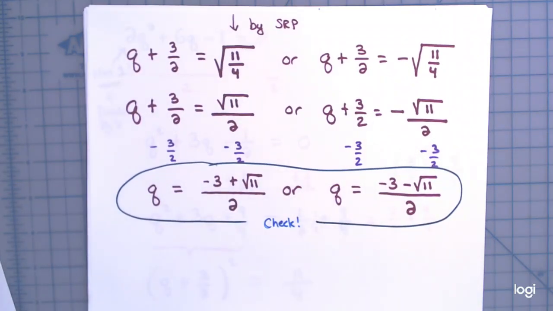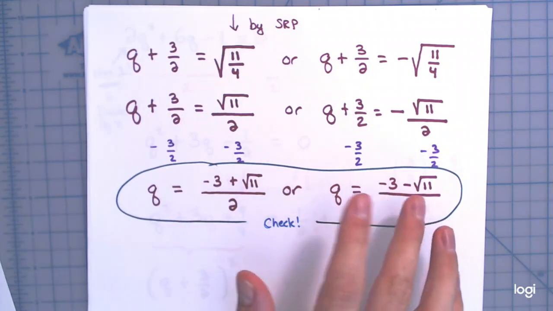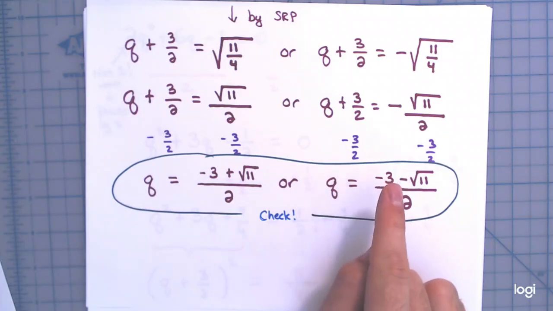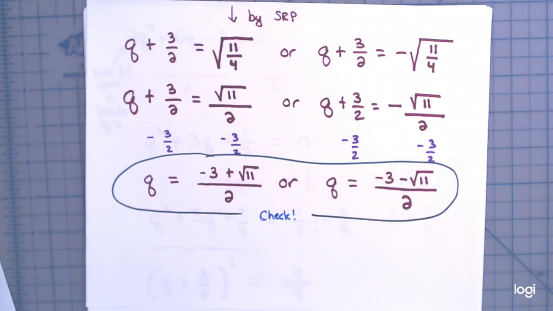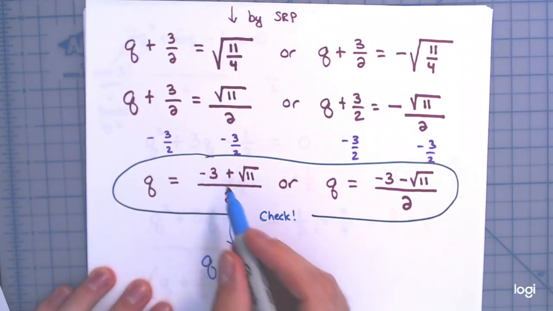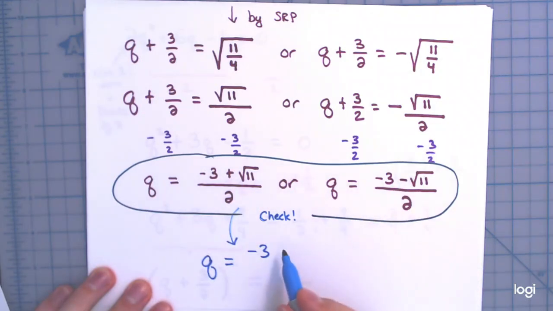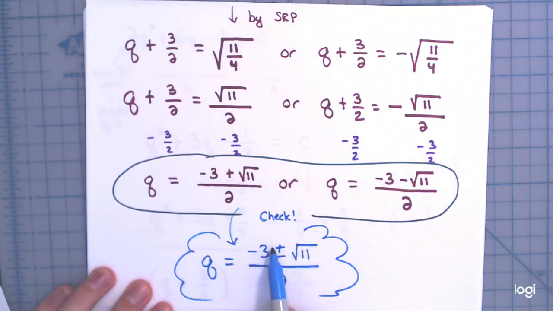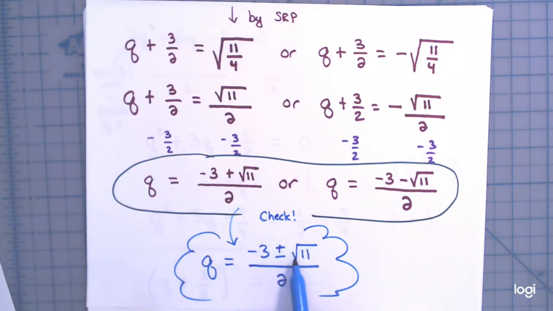As with the last example, you notice how very similar these look. This is -3 plus the square root of 11 all over 2. This is -3 minus the square root of 11 all over 2. Very often you'll see them written on the same line, like Q equals -3 plus or minus the square root of 11, all of that over 2. Remember, this means 2 solutions, one with the plus, one with the minus. You'll see this very often.